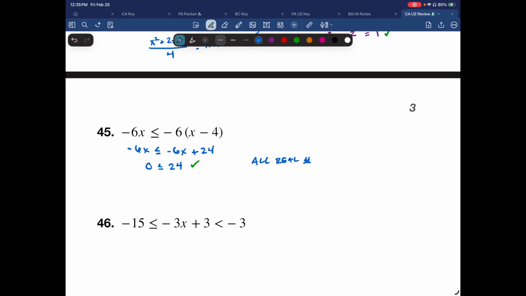And the interval of that would be negative infinity to infinity. So you can see it either way.